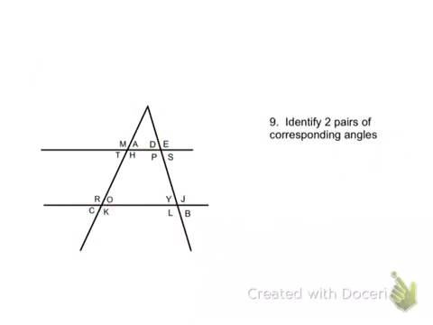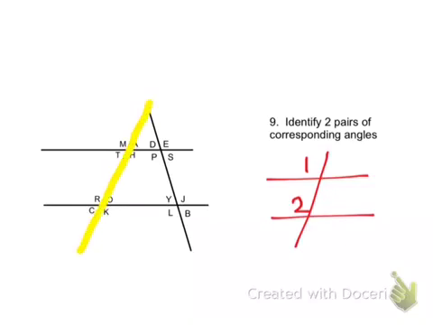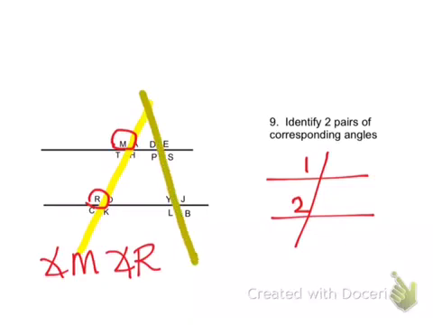Number 9, identify two pairs of corresponding angles. Now remember, corresponding angles are angles that are in the same position. One's going to have to be interior and one's going to have to be exterior. So if I use this as my transversal, I could say M is corresponding to R. If I found another transversal, I could use this as my transversal. So another pair of corresponding angles could be S corresponding to B, because one's interior and one is exterior.